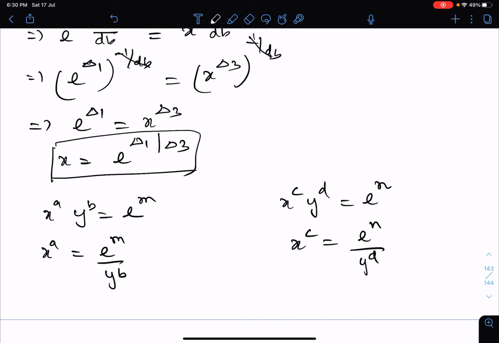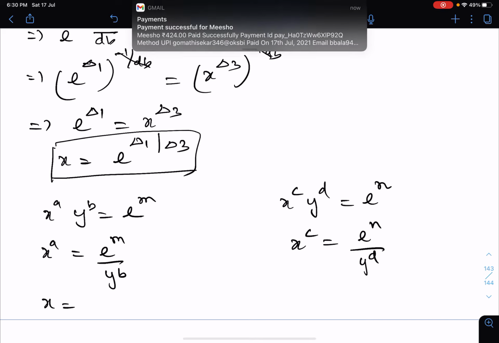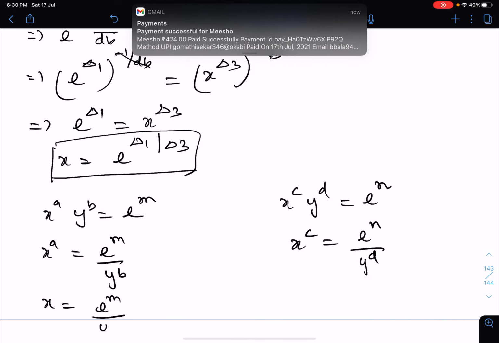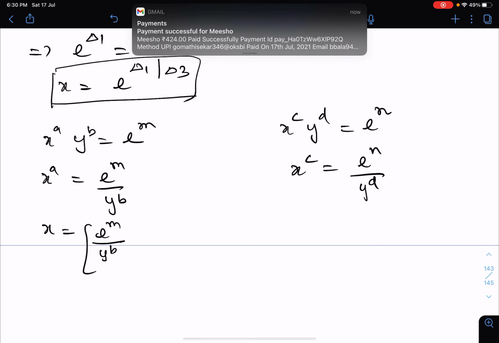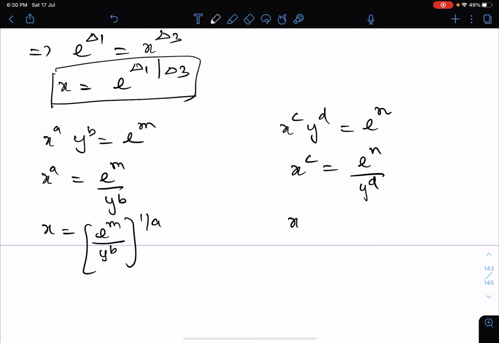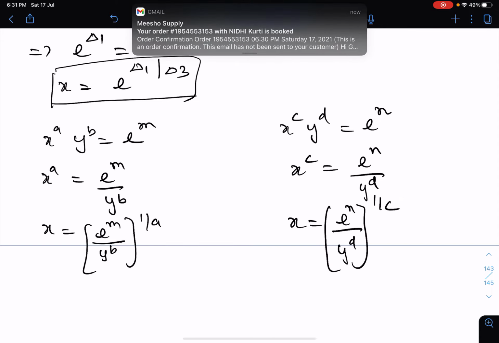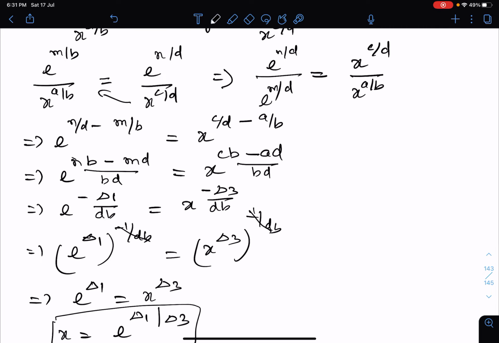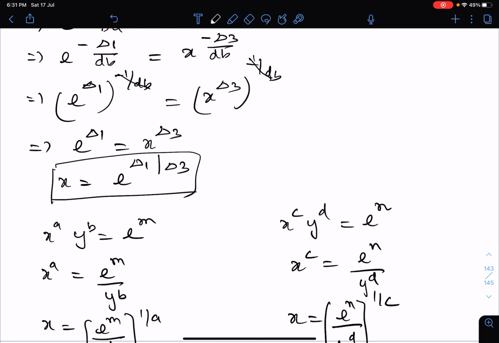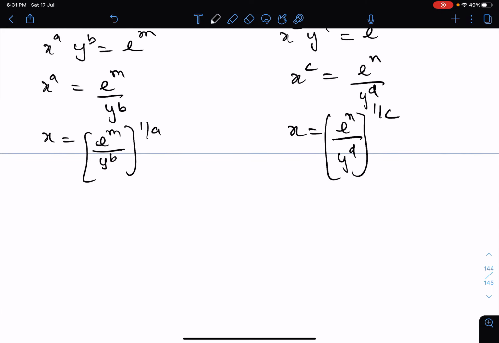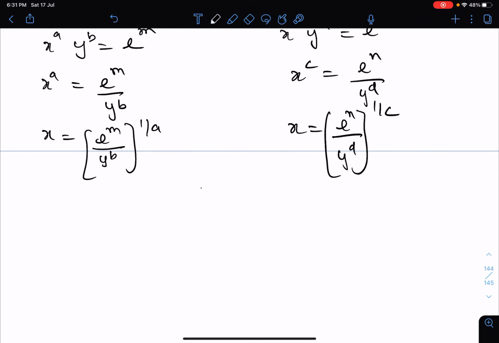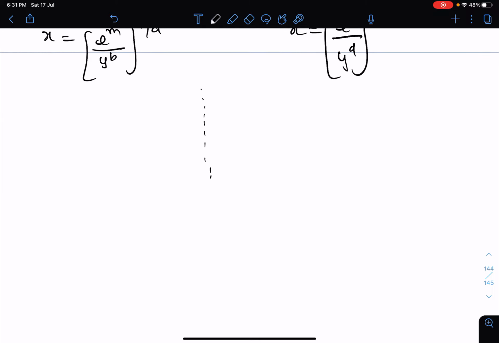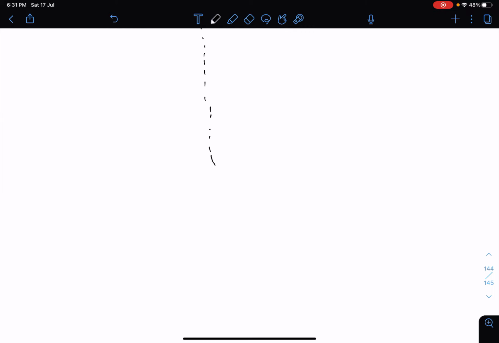Okay, and bringing the power to the other side, e power m by y power b, the whole power 1 by a. Here it is going to be x is equal to e power n by y power d, the whole power 1 by c. Okay, so whatever steps you have followed in the previous thing, you are going to do the same thing, and you will get the answer. I'll write the answer alone. You are going to expand. You are going to do the remaining steps here. I am not going to do the steps here. I am going to leave a gap here, and I am going to go to the final step alone.